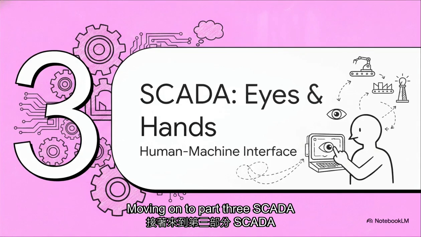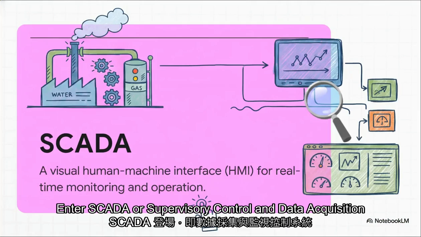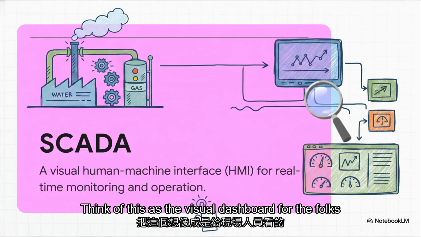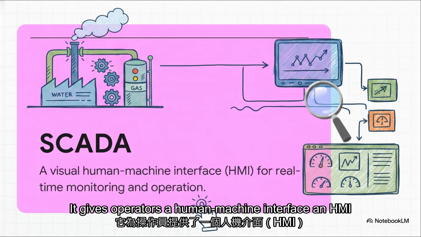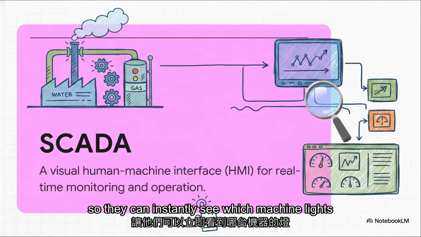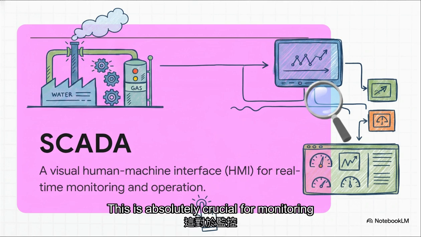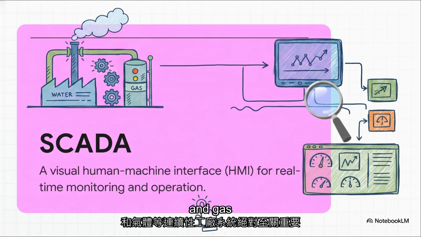Moving on to part 3, SCADA, the eyes and hands of the operation. Enter SCADA, or Supervisory Control and Data Acquisition. Think of this as the visual dashboard for the folks actually on the floor. It gives operators a human-machine interface, an HMI, so they can instantly see which machine lights are on or check out real-time trend charts. This is absolutely crucial for monitoring continuous factory systems like water, electricity, and gas.